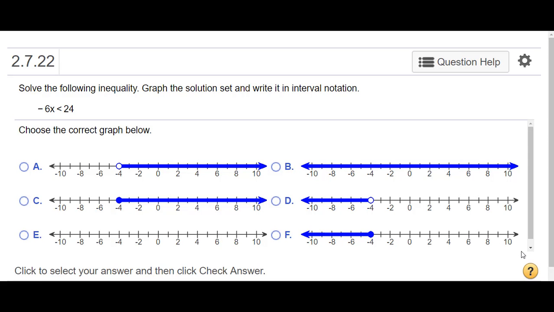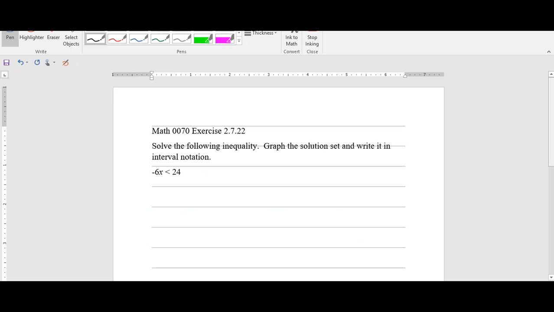Let's take a look at exercise 22 from section 2.7. We want to solve the inequality negative 6x less than 24, and we want to graph our solution and write it in interval notation.